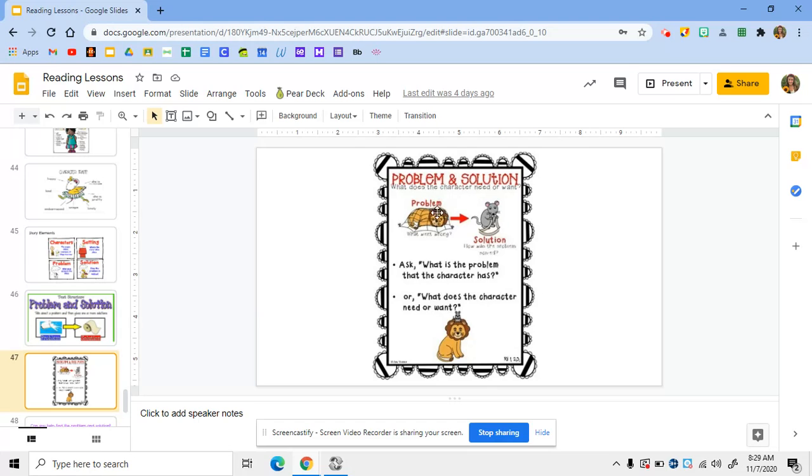So the problem would be that this lion is trapped under a net. And the solution, or how they solve the problem, would be that this mouse bit open the net to get the lion out. So now I need some help finding some problems and solutions.